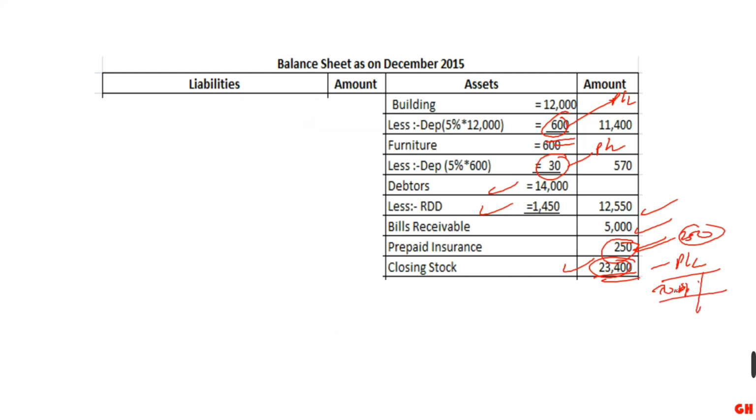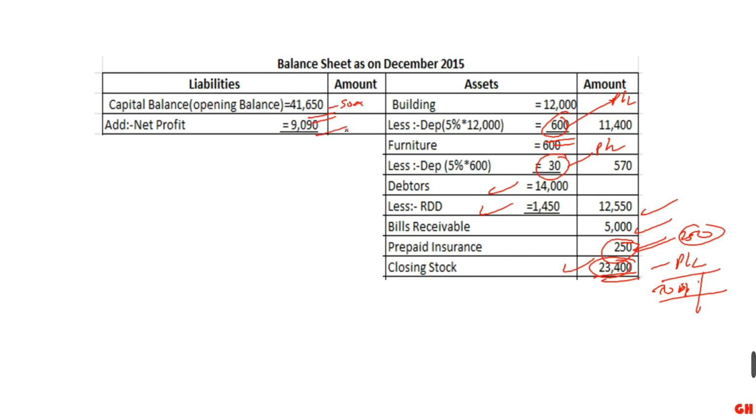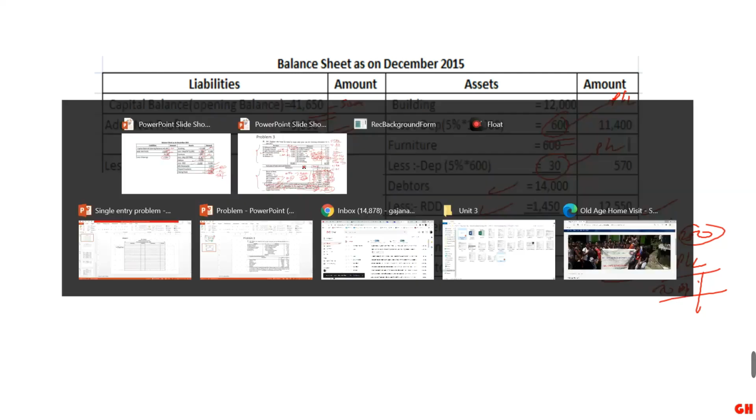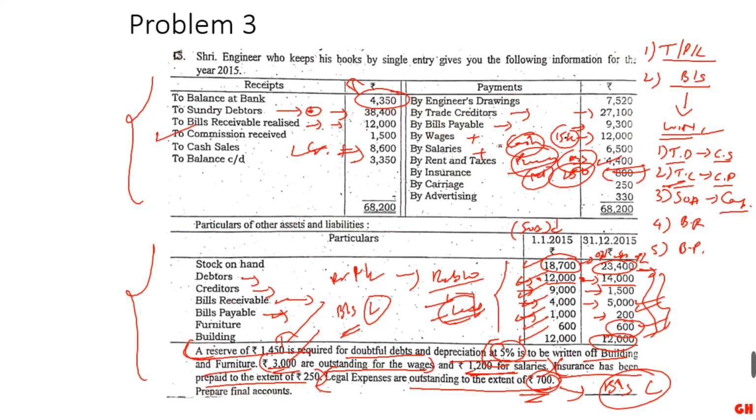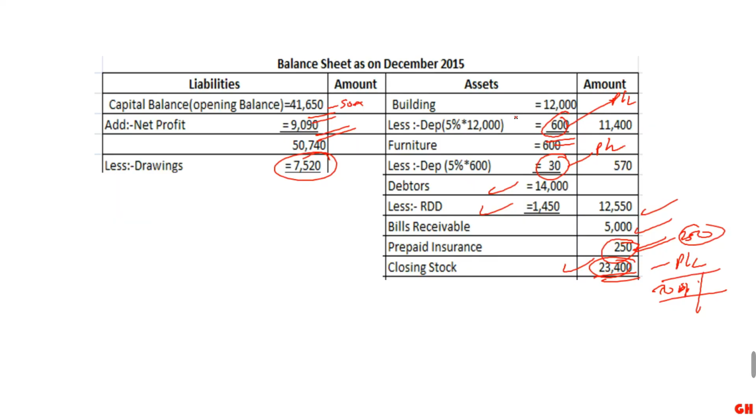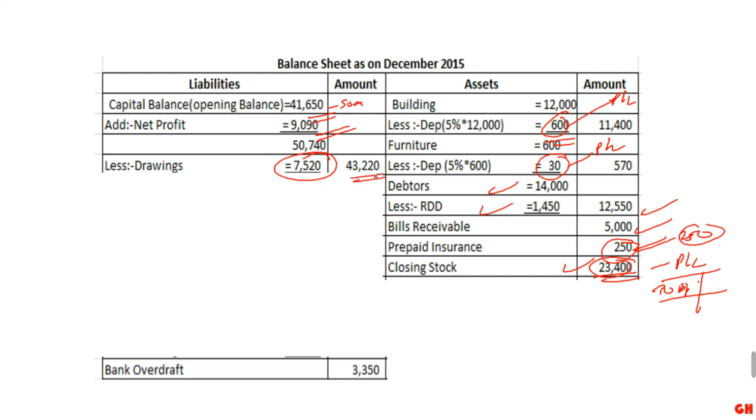Now we'll take the liability side. Okay, the opening balance is 41,650. We got this from the statement of affairs. Then we will add this year's net profit. Then the answer is 50,740. Less drawings, which is already given in the problem. Drawings are withdrawn for personal purposes. So drawings are 7,520, and you will get the answer as 43,220 as the capital balance.